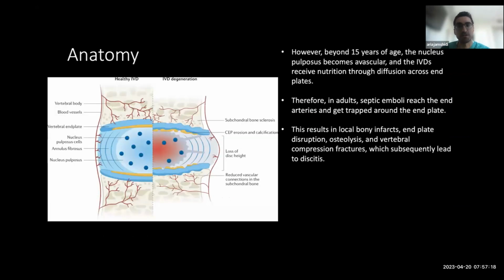different from the adult population. As we get older, beyond 15 years of age, as we get into our 20s and 30s, the nucleus pulposus becomes avascular, and the disc receives nutrition through diffusion across the end plates. Therefore, in adults, typically septic emboli reach the end arteries and then get trapped in and around the end plates. And typically what happens is this results in local bony infarcts and end plate disruption, osteolysis, which can lead to vertebral compression fractures and deformities, as well as discitis.